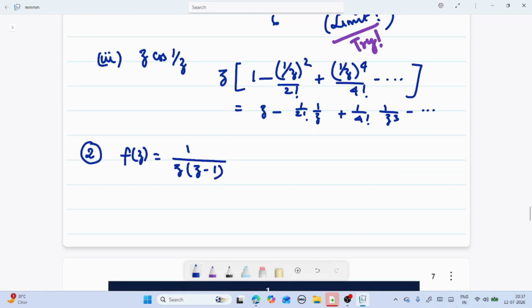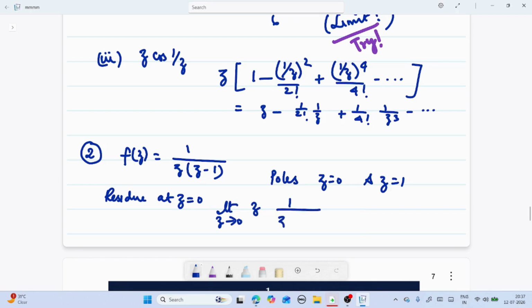F of z is equal to 1 by z into z minus 1. The poles are z equal to 0 and z equal to 1. Now, find the residue at the poles using the formula that is easier. So here, residue at z equal to 0 is obtained in the following way. Limit z tending to 0, z into 1 by z into z minus 1. So when you apply the limit, here you can see the residue is minus 1.